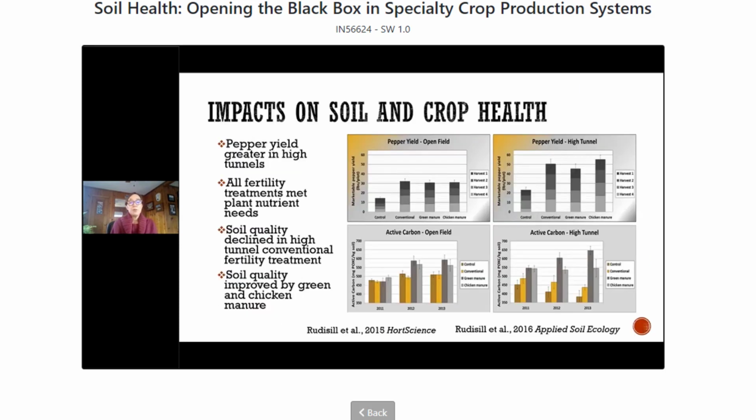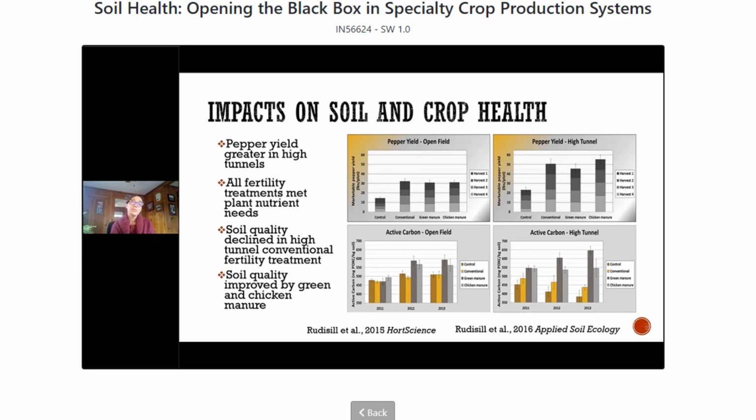And so these are the results that we found in those trials. If you look at the top two figures, that's pepper yield. And then on the x-axis, you can see the different treatments. So again, the control, the conventional, the green manure, and the chicken manure.